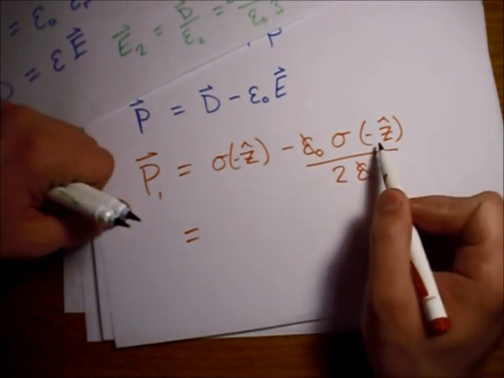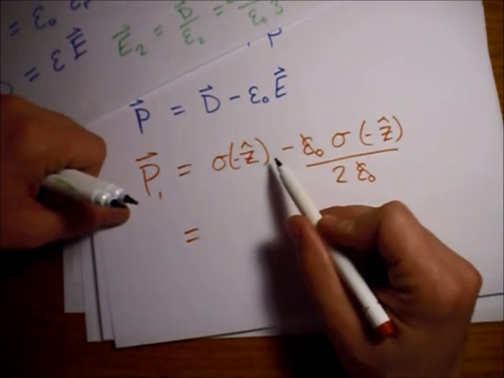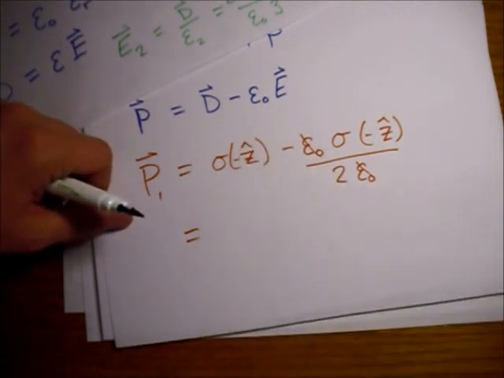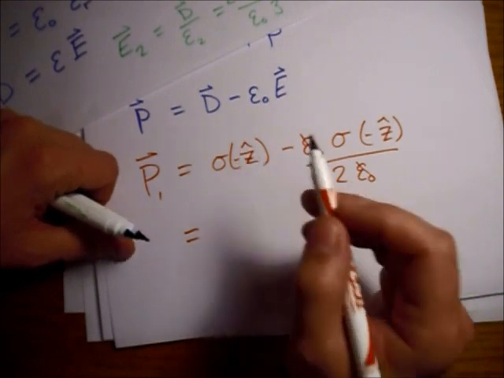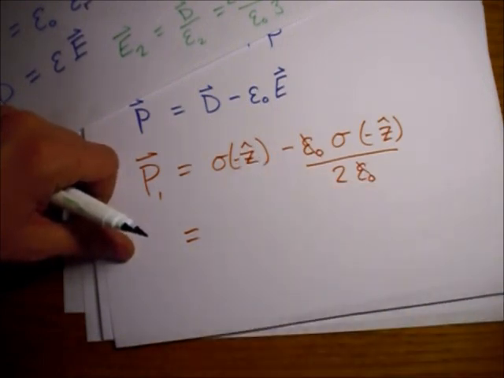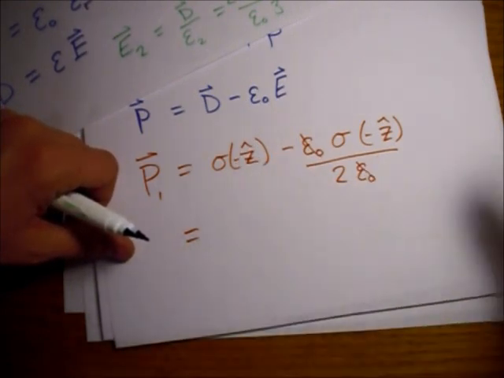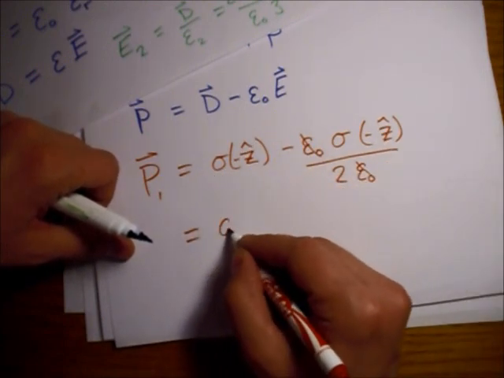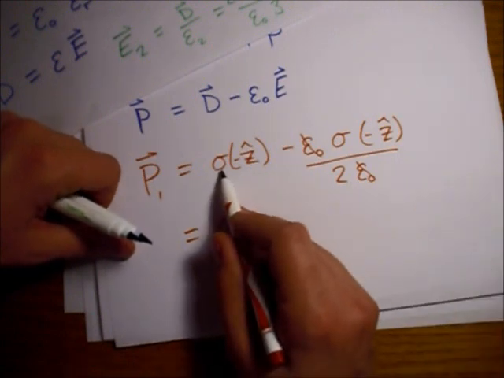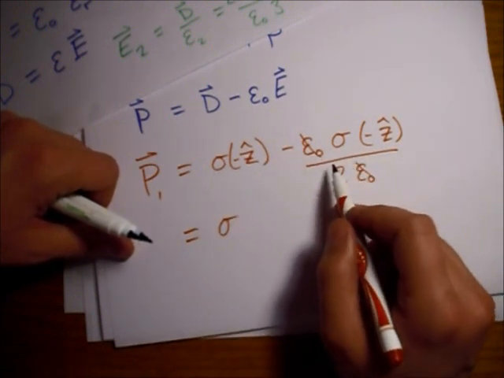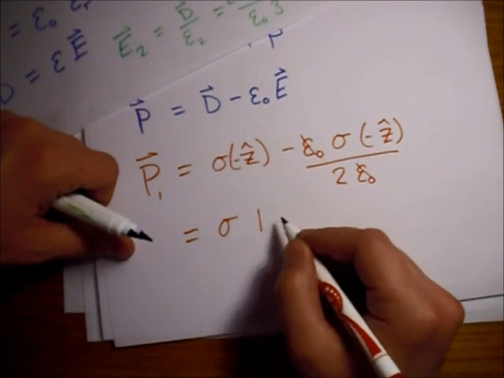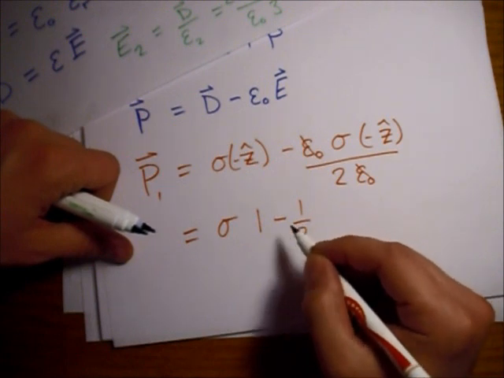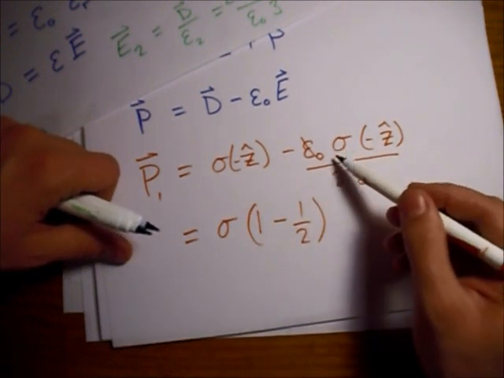I'm going to go ahead and write, I'm going to keep this minus z hat separate. I'm going to keep the minus sign with the z hat. I think it helps us visualize the direction of the field when we do that. So here's our sigma. And then we have a 1 minus 1 over 2. Right, that's what's left here.